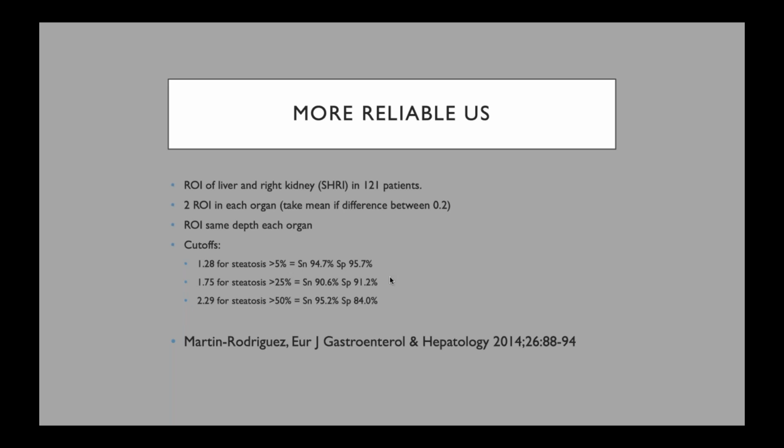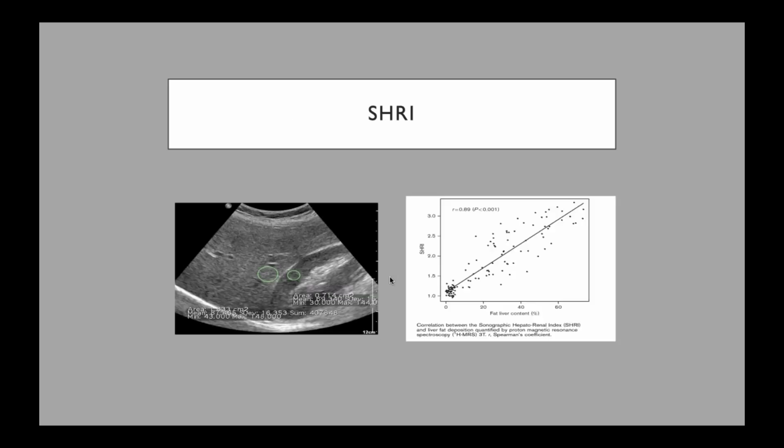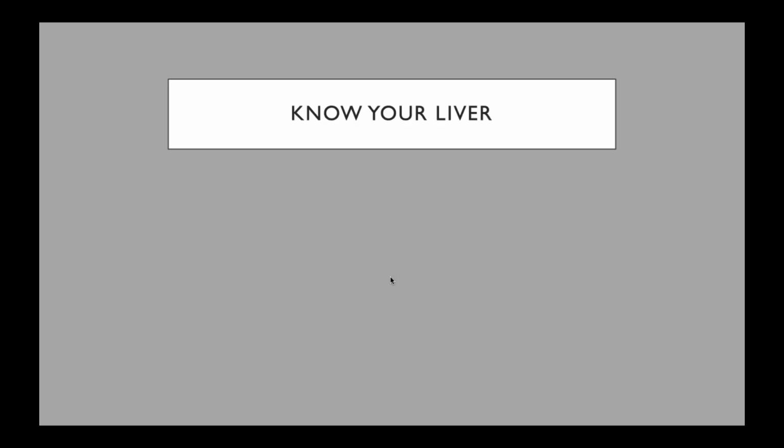And as I said, if in doubt, chances are they have it anyway, particularly if they have a long skin to liver distance. But this group tried to do something a bit more scientific. So they put a region of interest over the renal cortex and over the liver at the same depth, and it did have a very good correlation. The reality is we don't do anything like this. We just use the simple grading system, but it did surprise me that this didn't catch on more. So knowing your liver is really important.